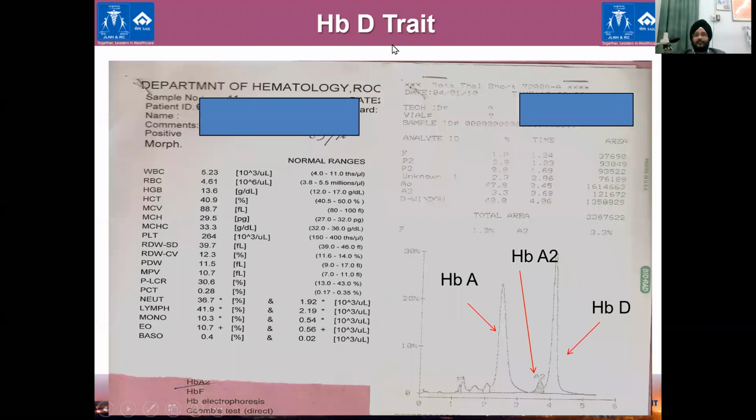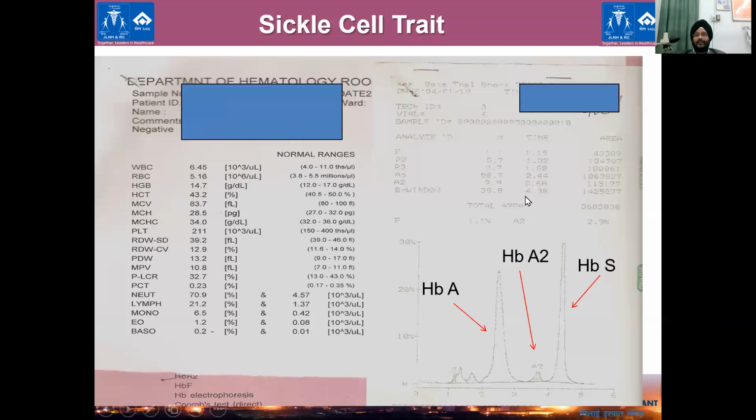This is a classical graph of HbD trait. Here I want you to look at this retention time. See, it is 4.06 here for HbD, and it is 4.3 here for HbS. So these two are very close to each other, and we should pay particular attention.